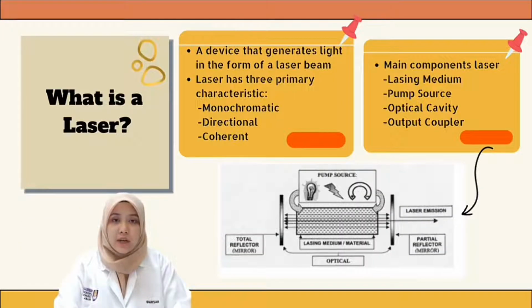A laser is a device that generates a very intense light beam, which is either visible or invisible. Laser light differs from usual white light sources due to three primary characteristics. Laser light is monochromatic, meaning it consists of a single wavelength; coherent, with light waves moving in the same direction and in phase; and directional, with very little beam divergence. Lasers are comprised of four main components: lasing medium, pump source, optical cavity, and output coupler.